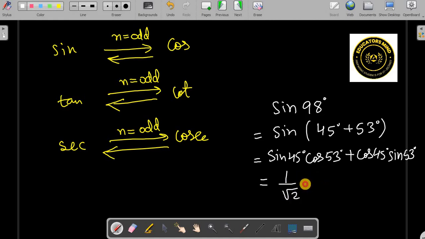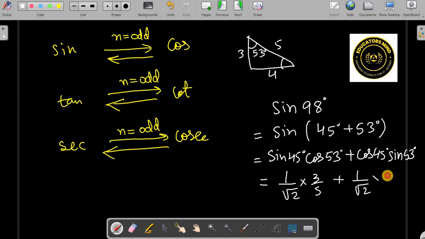So how do you write the sine 45 degrees value? 1/√2. And cos 53 degrees: remember, if you forget, you can immediately draw that triangle. 3, 4, 5. The angle opposite to 3 is 37 degrees, and this is 53 degrees. So cos 53 degrees, if they ask, is 3/5, and cos 45 degrees is 1/√2. Sine 53 degrees is 4/5. Then you can evaluate it. That will be the answer.